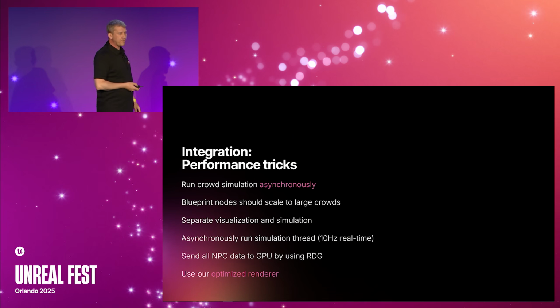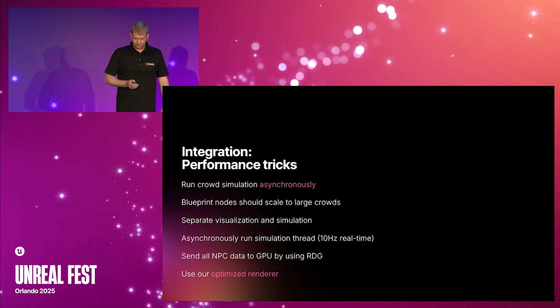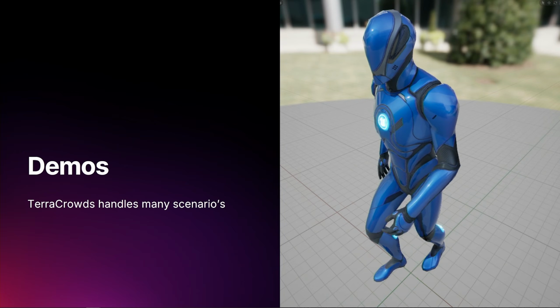So you easily can have simulations at 4K, 60 Hz. That's easily reachable with this framework, and that's also what Unreal Engine wants. And yeah, you can choose to use our optimized renderer or not. That's up to you. So some demos and how we did it.